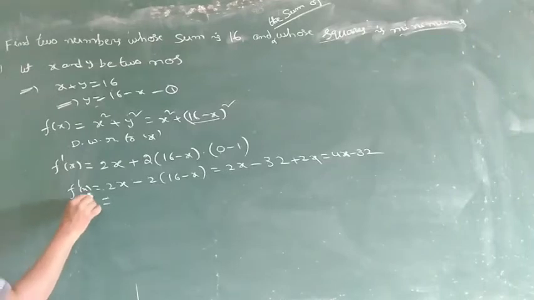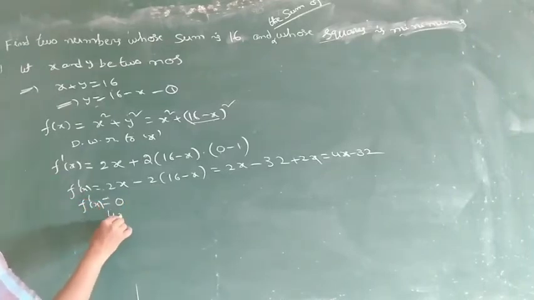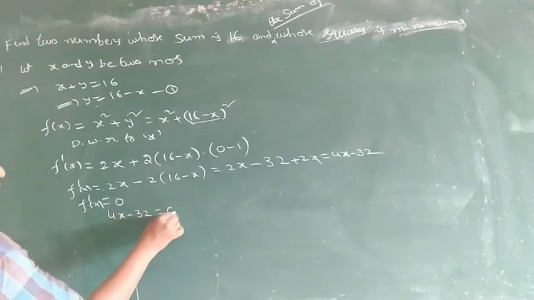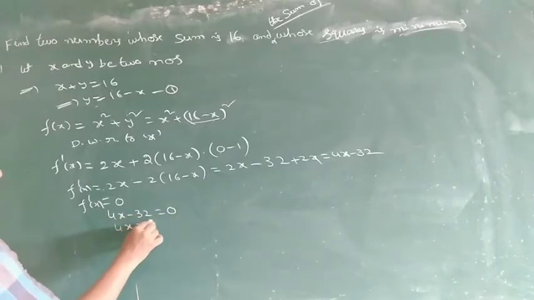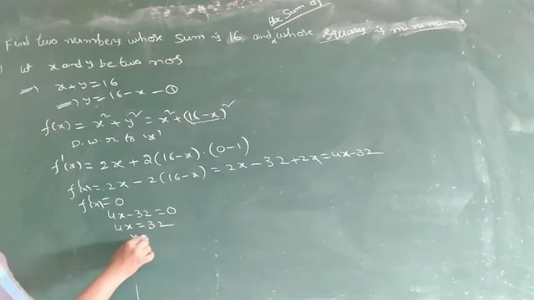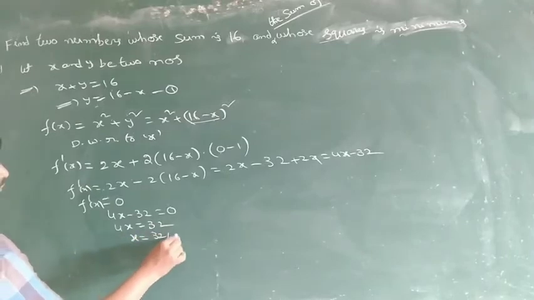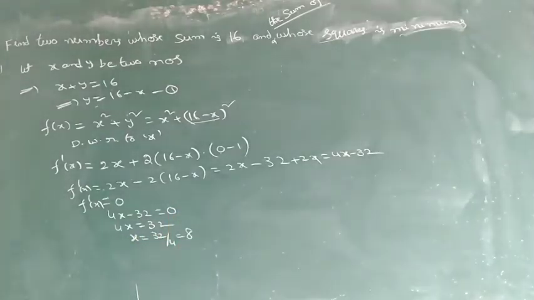Next, f dash of x is equal to 0. So 4x minus 32 is equal to 0, 4x is equal to 32, x is equal to 32 by 4, that is 8. x is equal to 8.